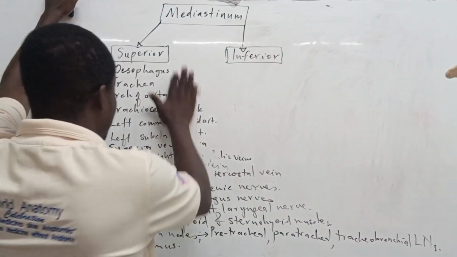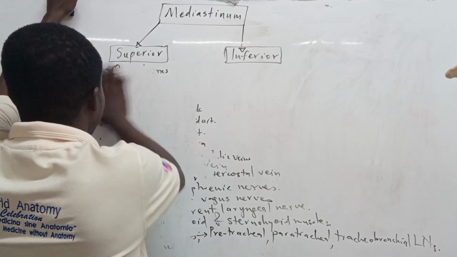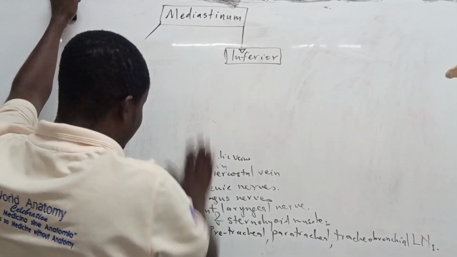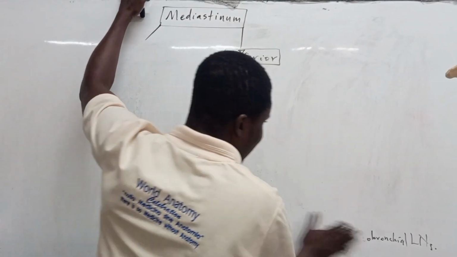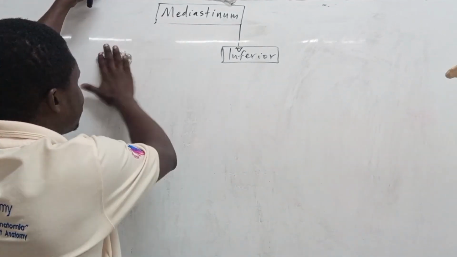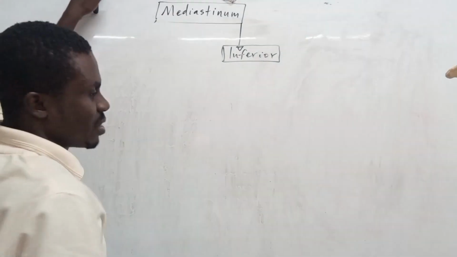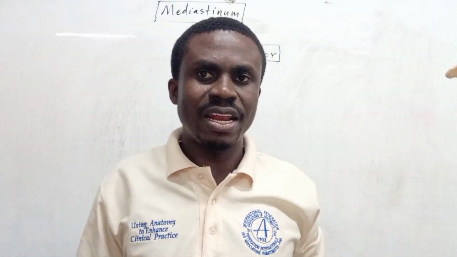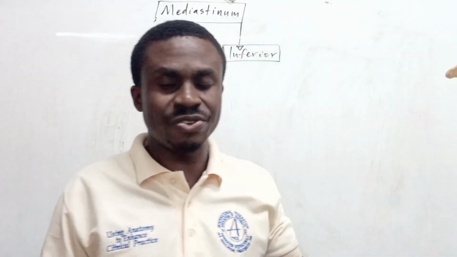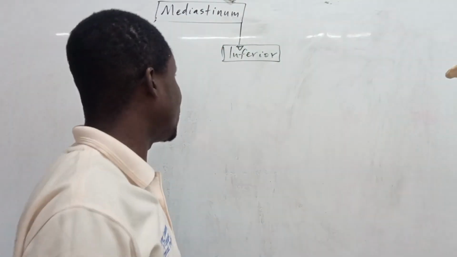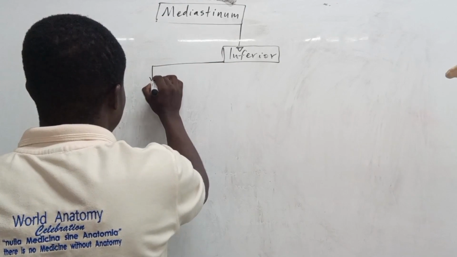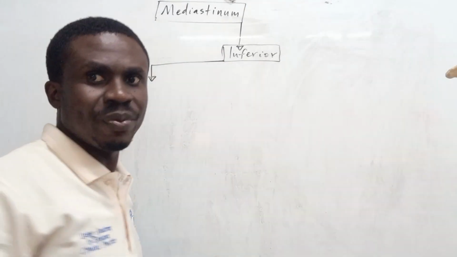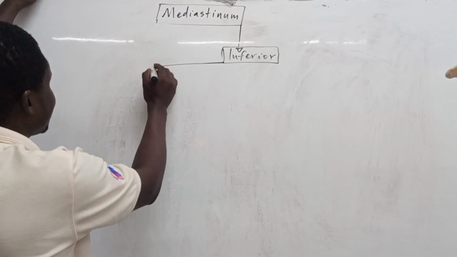Now, let's look at that of the inferior mediastinum. The only thing we're going to use to separate this inferior mediastinum from the superior mediastinum is that imaginary line which traverses the thoracic region at the level anteriorly of the manubriosternal joint, posteriorly at the lower border of the T4 vertebra. Now, the point here is that the inferior mediastinum is further divided. It has some kind of divisions.